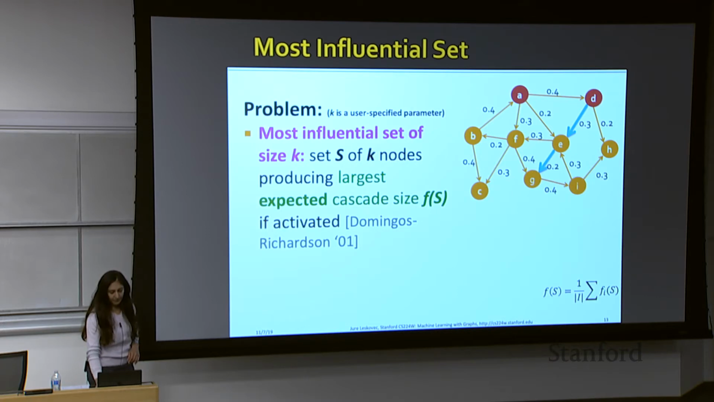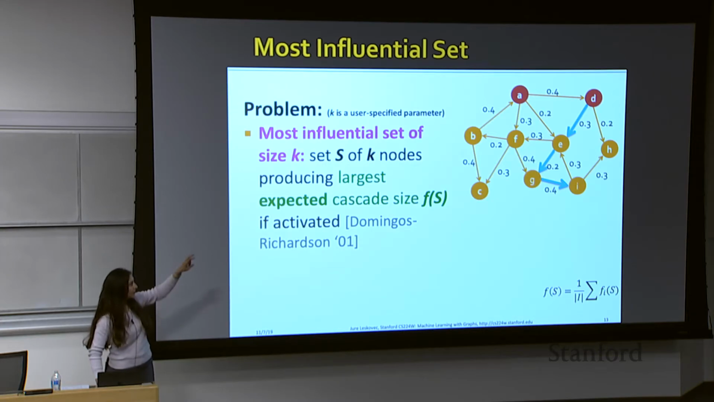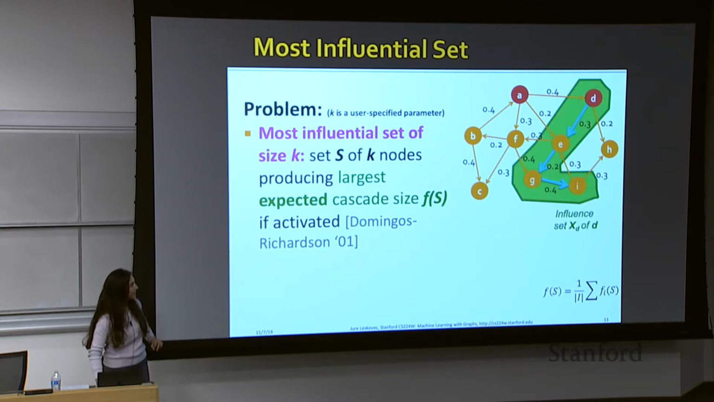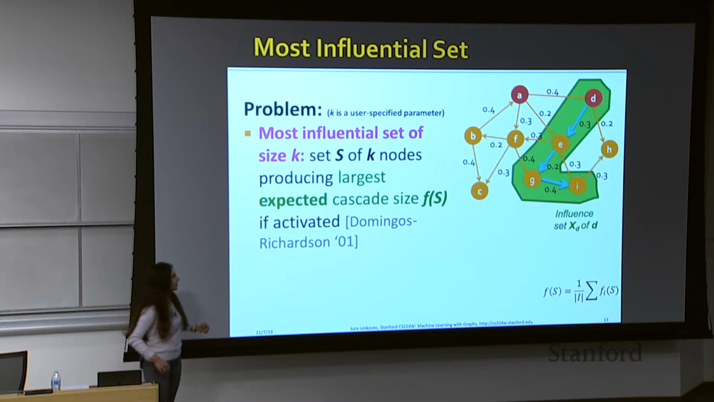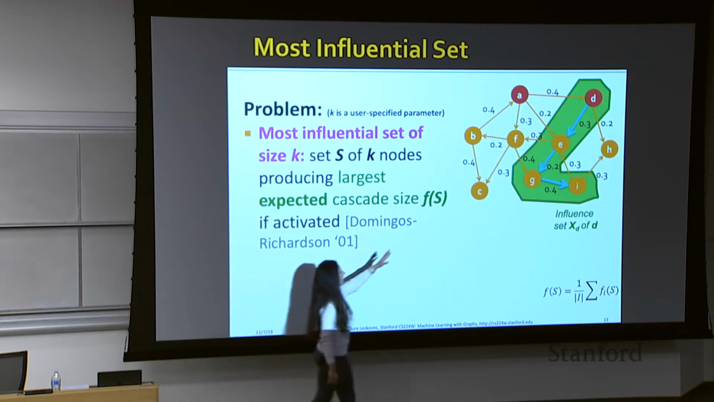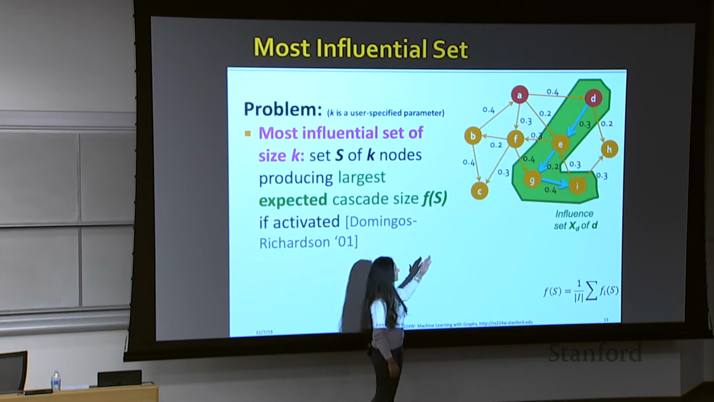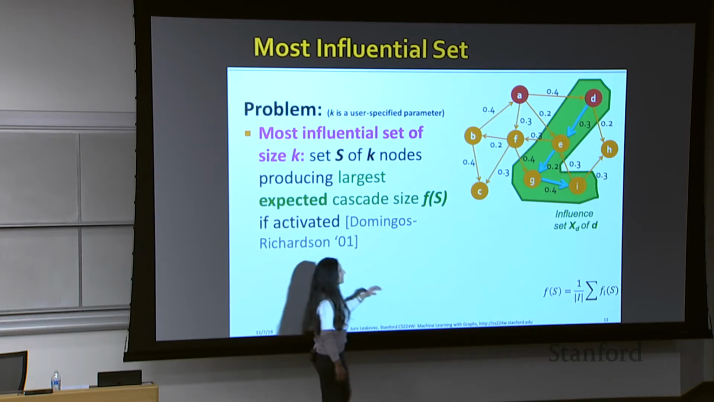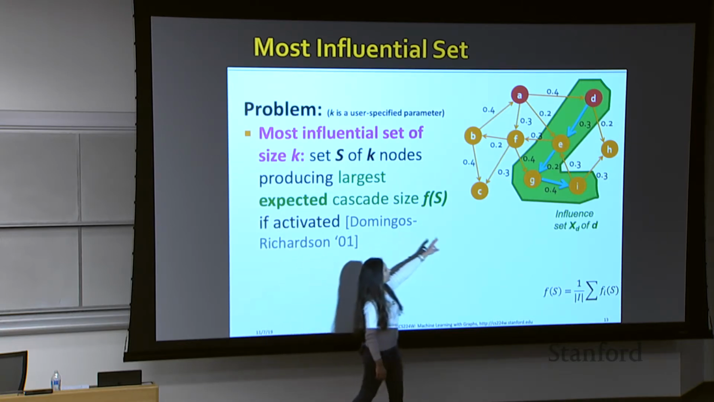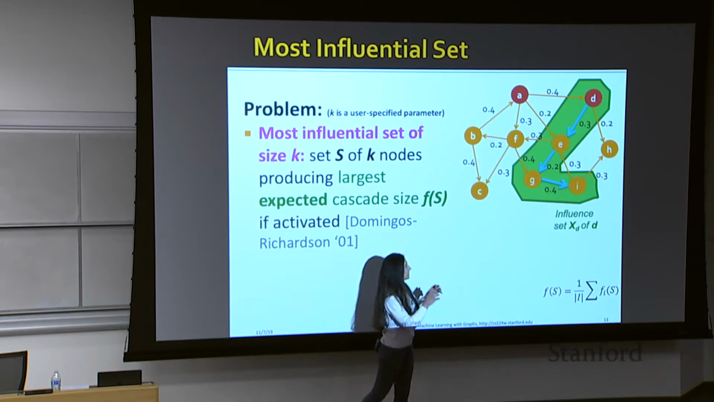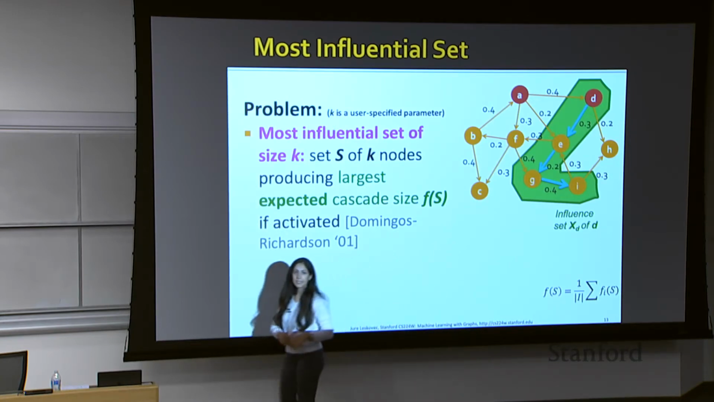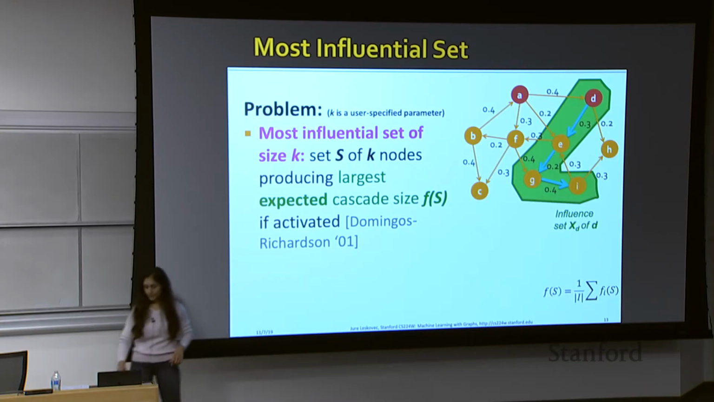So for example, here we start from D. Step by step, at every time, this information can spread. This is the influence set of D, meaning that after this process is finished, here after 3 time steps, these green nodes are the influence set of D, meaning that these are activated by D.